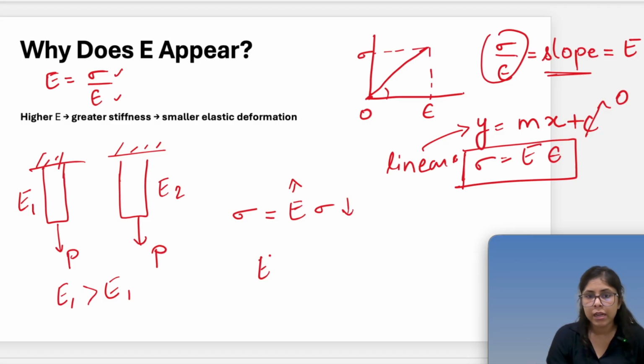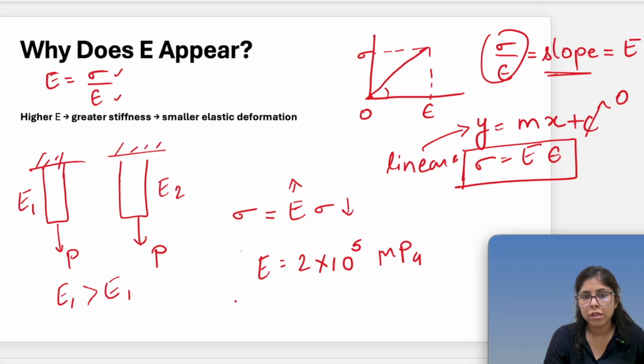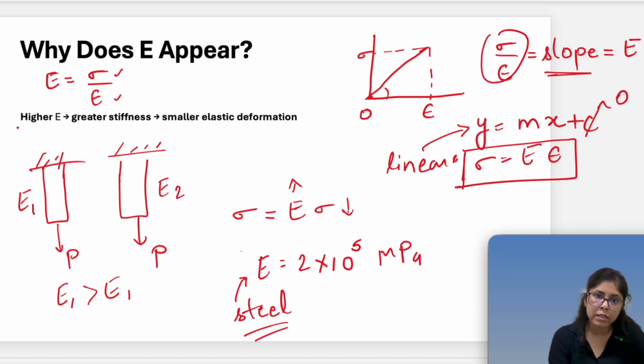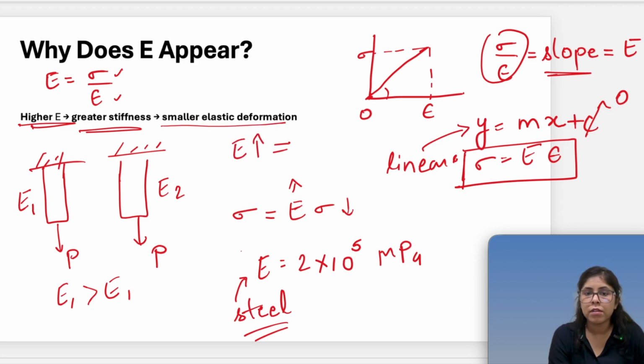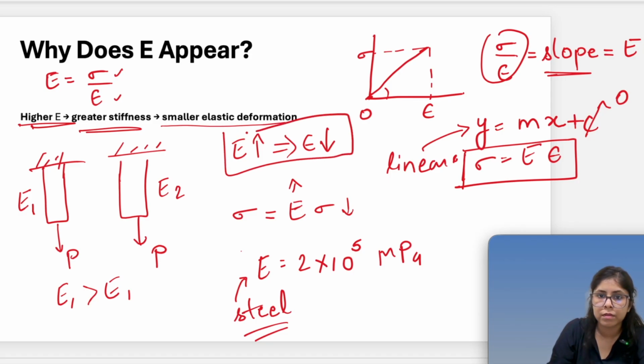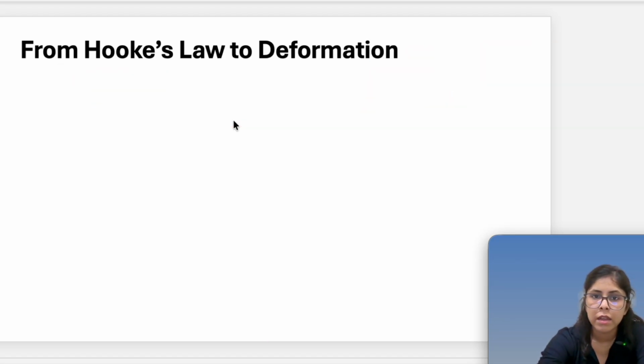For example, that E is 2 into 10 to the power 5 MPa for steel. Okay, so here it's written that the higher the E, the greater the stiffness, and then there will be smaller elastic deformation. That means E more will give the strain less, right? So from here we can conclude this point, right?